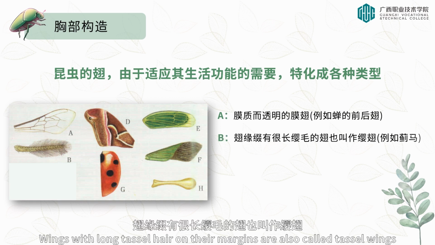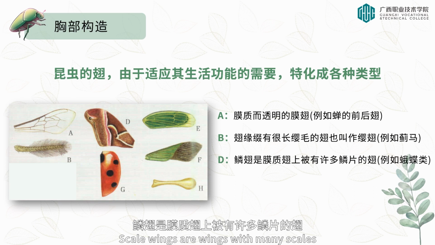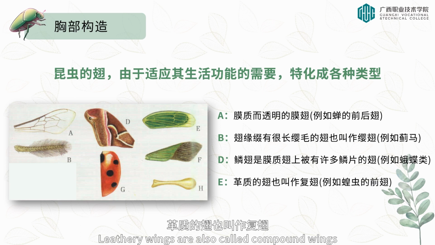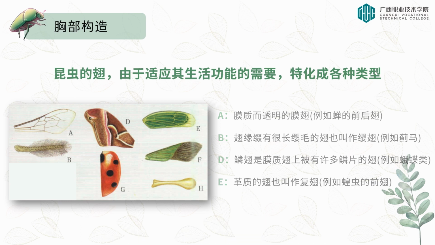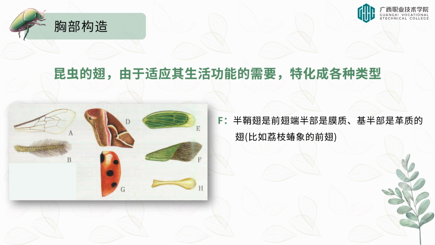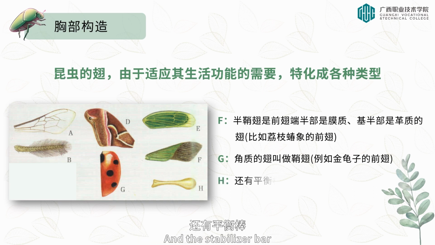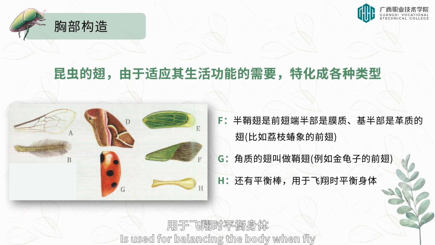Wings with long tassel hair on their margins are also called tassel wings. Scale wings are wings with many scales on the membranous wings. Leathery wings are also called compound wings. The end half of the front wing of the semi-sheath wing is membranous, and the basal part is leathery. Horny wings are called sheath wings. And the halter is used for balancing the body when flying.